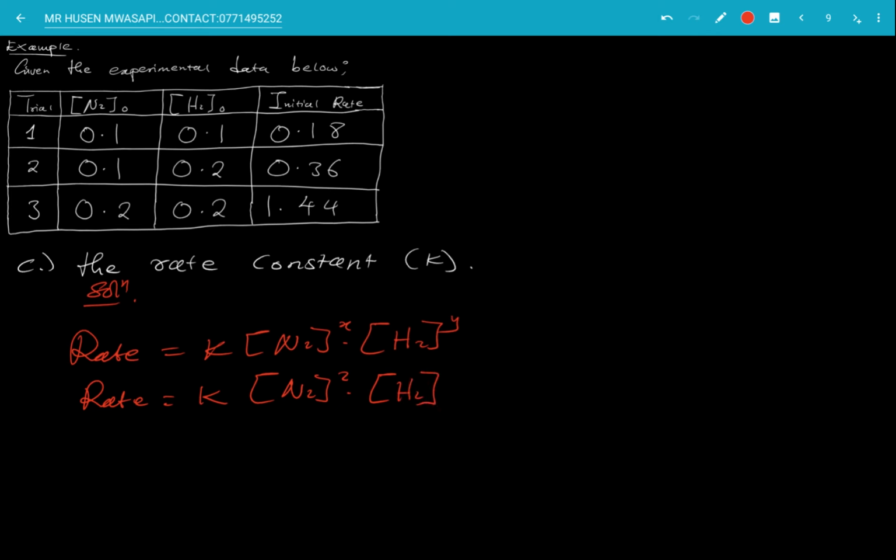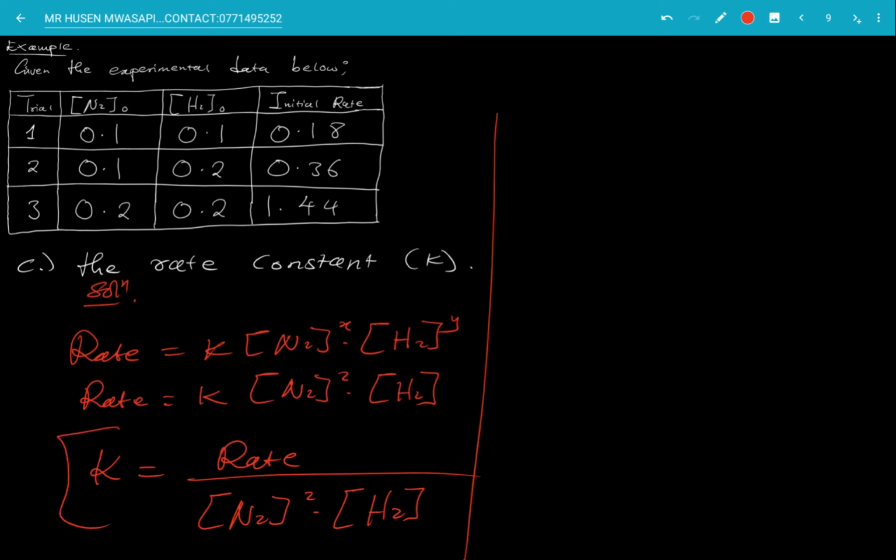Now we need K, so we can make K the subject of the formula, which we all know how to manipulate. So this will give us K being equal to rate, because we have to divide both sides by the concentrations. So rate divided by the concentration of N2 to the power of 2 times the concentration of H2 to the first power. So basically we have that. Now once we have this, all we need to do is pick any initial rate and substitute.